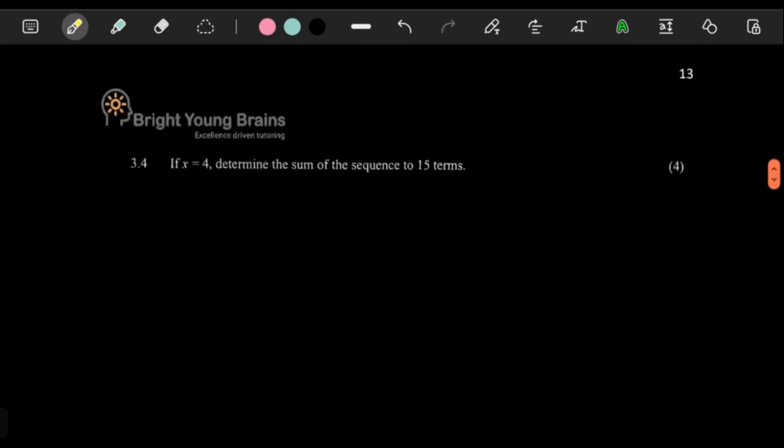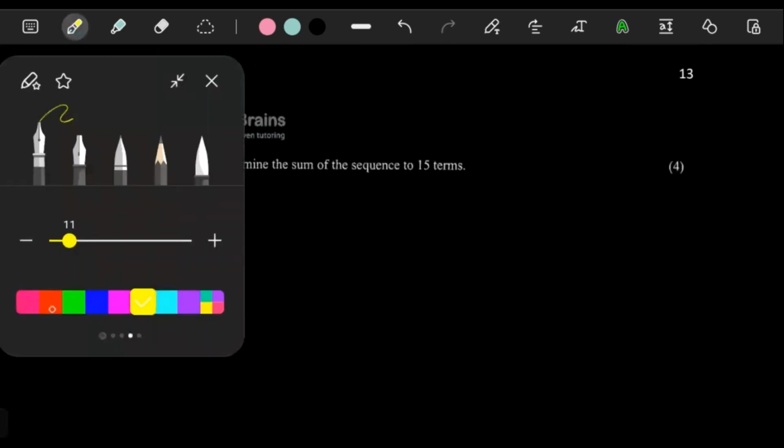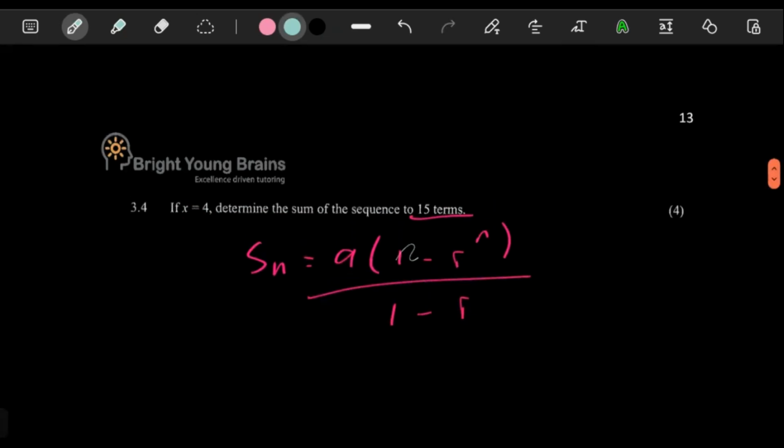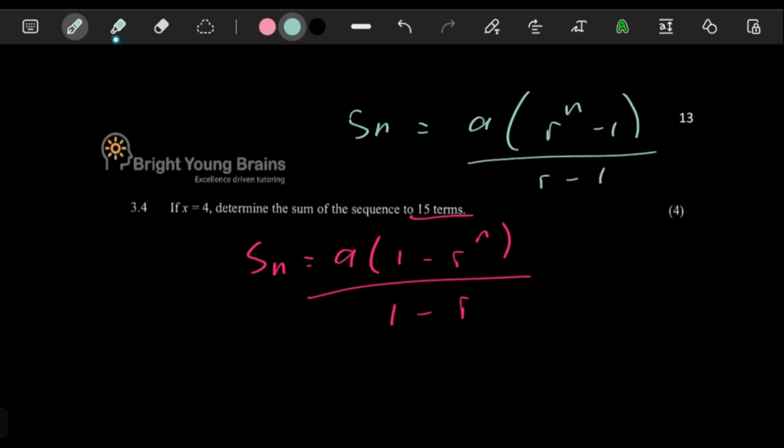3.4, what does it say? 3.4 says the following. If x is equal to 4, determine the sum of the sequence to 15 terms. So this is fine because this is a geometric sequence, and it's a geometric sequence that converges. So you can use this format of your Sn formula, because remember your Sn formula, you can write it with these two swapped around, because normally you also sometimes see it like this.